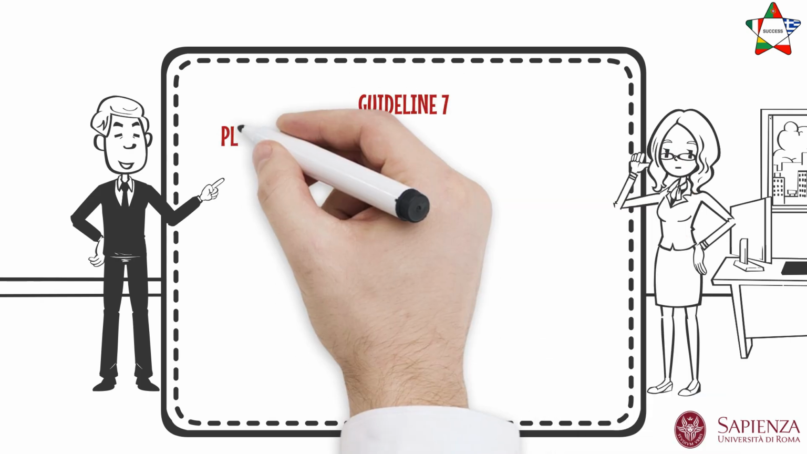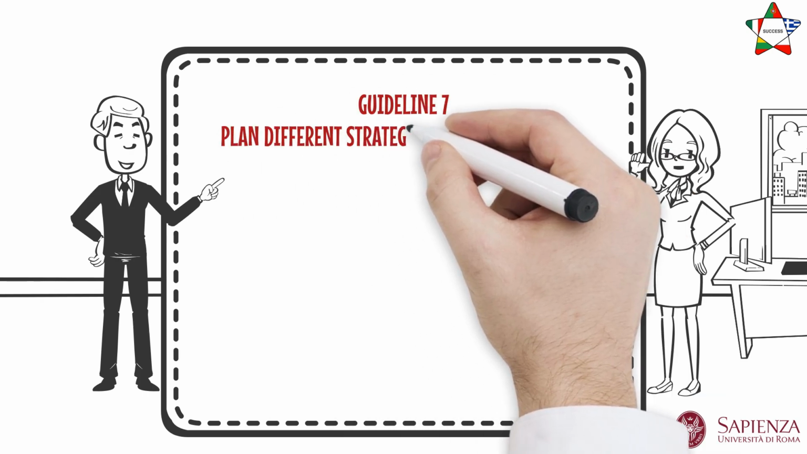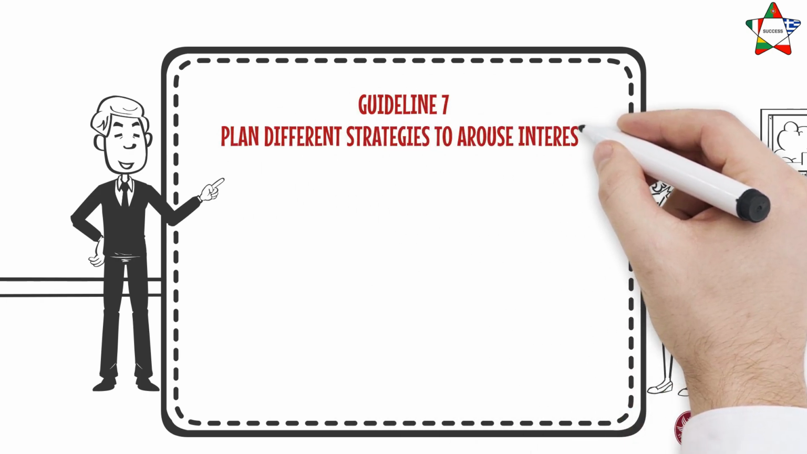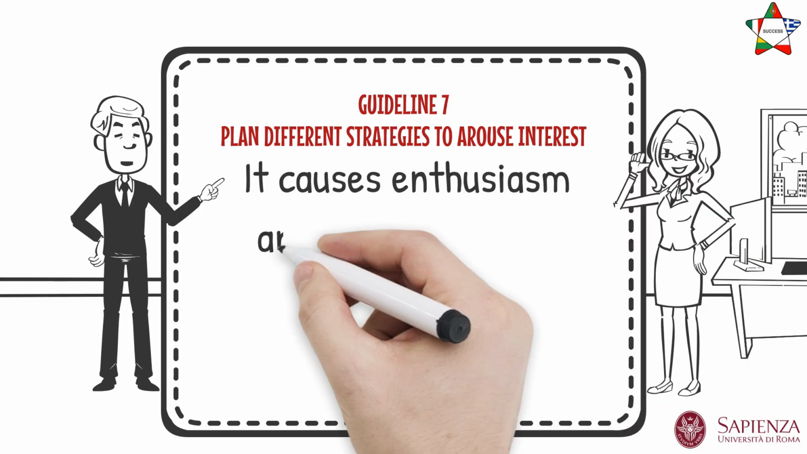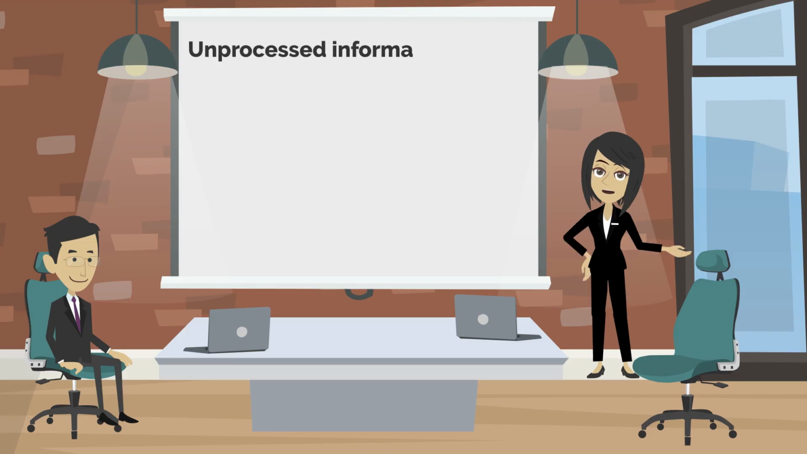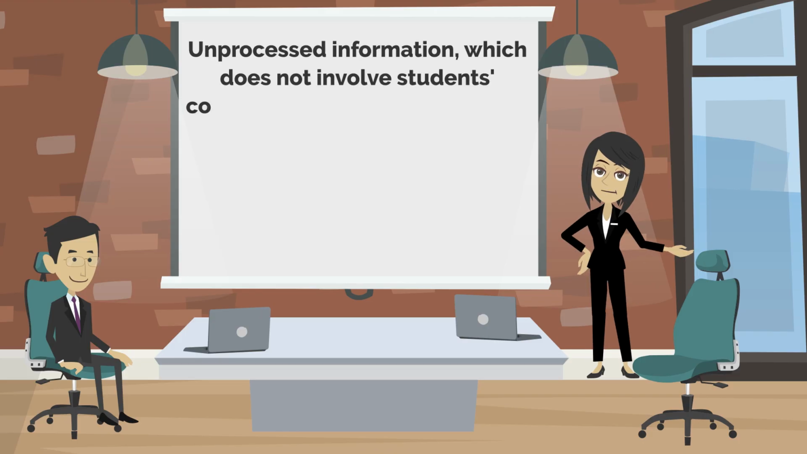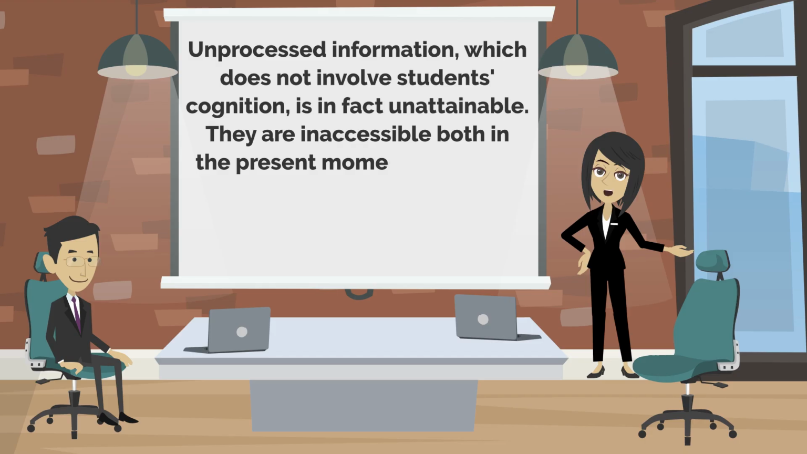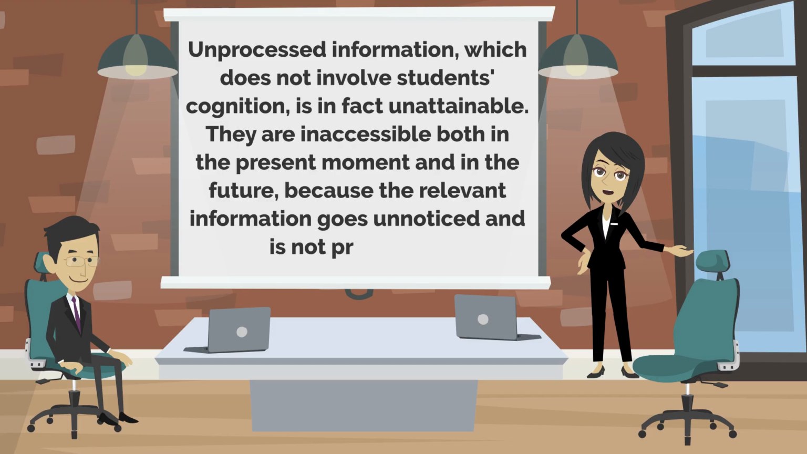Guideline 7. Plan different strategies to arouse interest. It causes enthusiasm and curiosity about learning. Unprocessed information, which does not involve students' cognition, is in fact unattainable. They are inaccessible both in the present moment and in the future, because the relevant information goes unnoticed and is not processed.